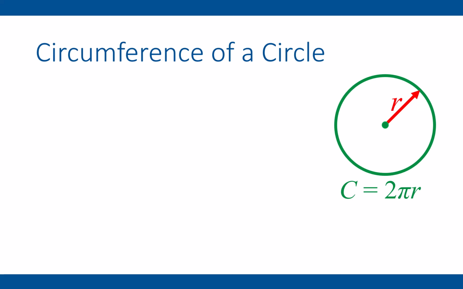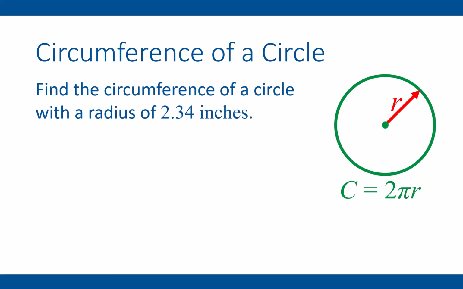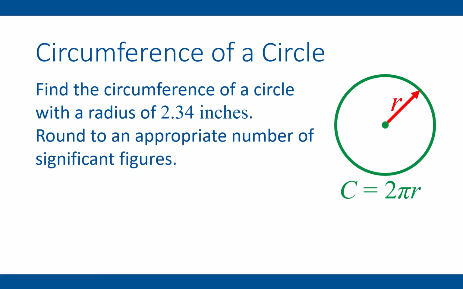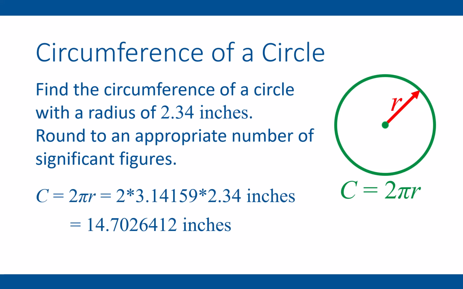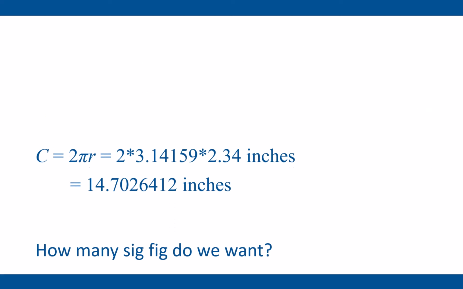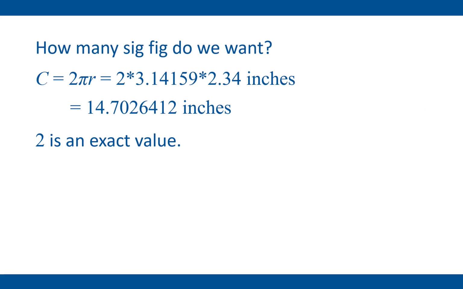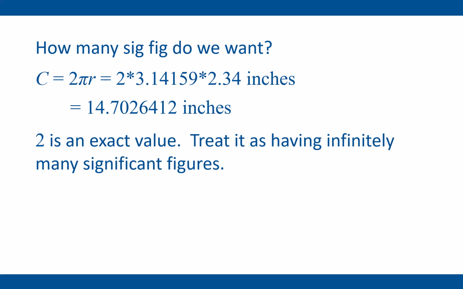Here's another example. Find the circumference of a circle with a radius of 2.34 inches. Round to an appropriate number of significant figures. To get the circumference, we multiply 2 times pi times the radius. How many significant figures do we want? The 2 in 2 pi r is an exact value. We treat it as having infinitely many significant figures.